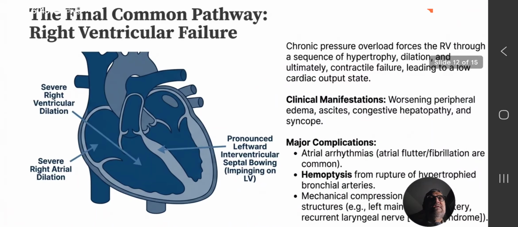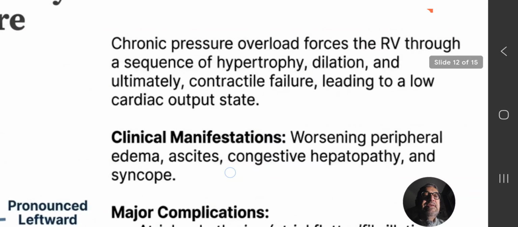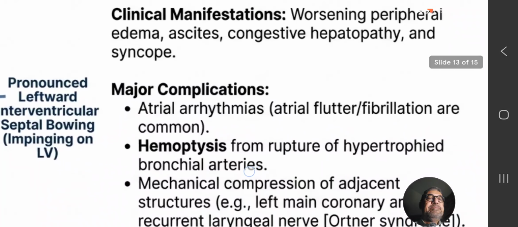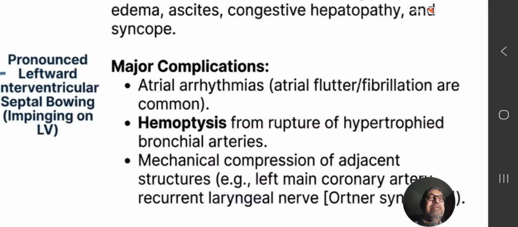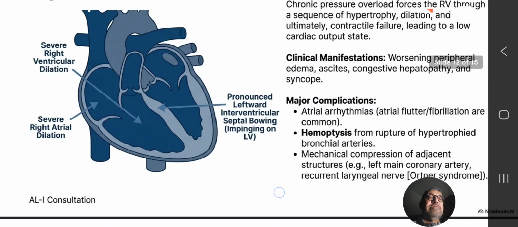Moving on to RV failure: chronic pressure overload forces the RV through a sequence of hypertrophy, dilatation, and contractile failure, leading to a low cardiac output state. When the RV enters a low cardiac output state, the PA pressure may not be as elevated. Clinical manifestations include worsening peripheral edema, ascites, enlargement of the liver, syncope. Patients may have atrial arrhythmias, flutter, fibrillation, hemoptysis from ruptured bronchial arteries, and compression of adjacent structures such as the recurrent laryngeal nerve, also called Ortner syndrome.